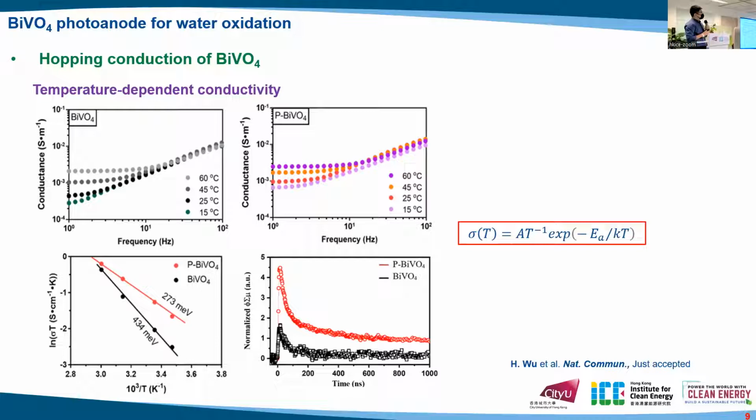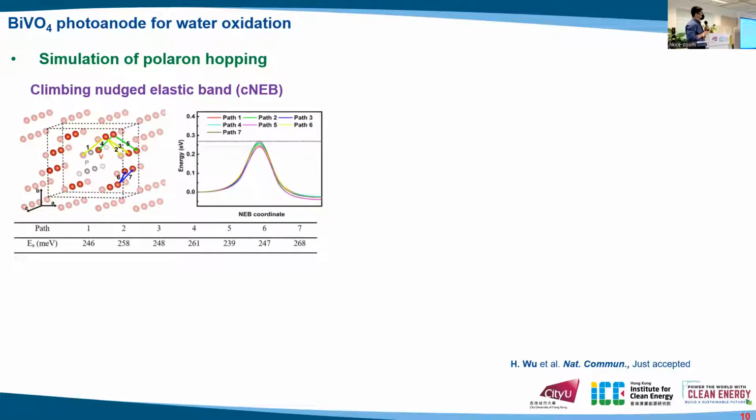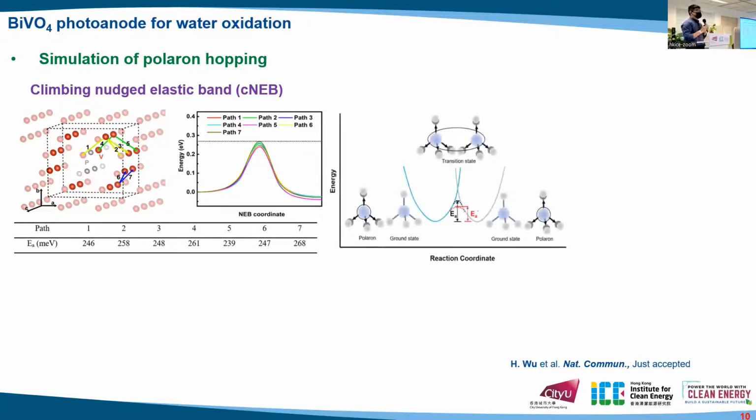Upon knowing that, we also applied DFT study using the climbing-image nudged elastic band (CI-NEB) method to understand the different polaron hopping behaviors between the two samples. We found that upon phosphorus doping, it can reduce the activation energy for the small polaron hopping of the BiVO4. It indicates that the confined small polaron requires less thermal energy to hop from one site to the next, thus contributing to a better charge transport behavior.